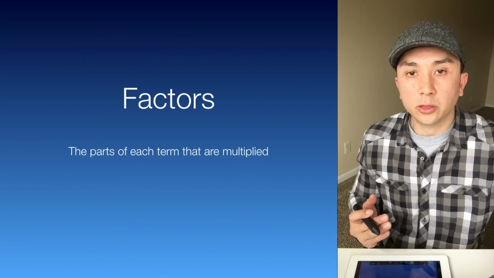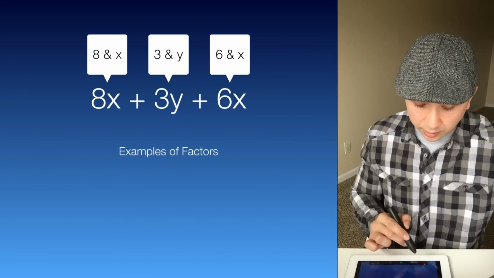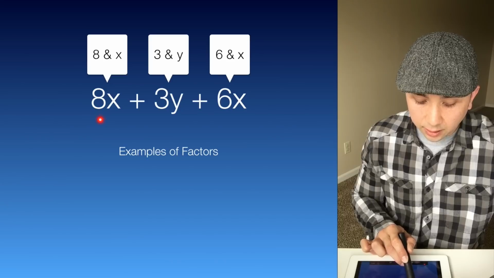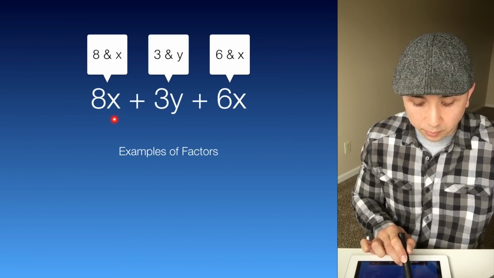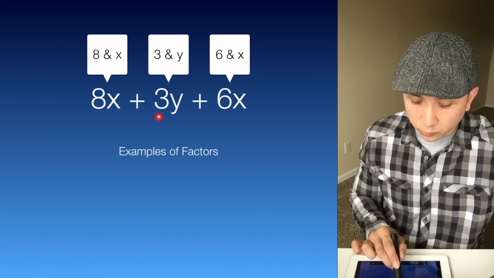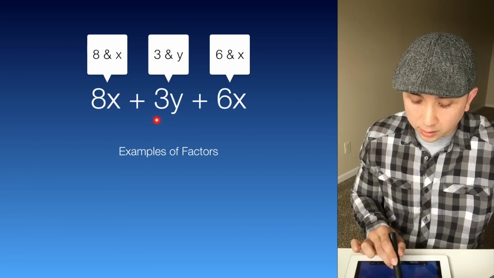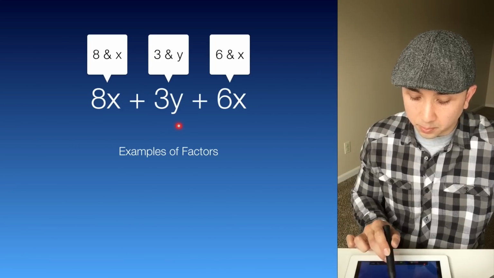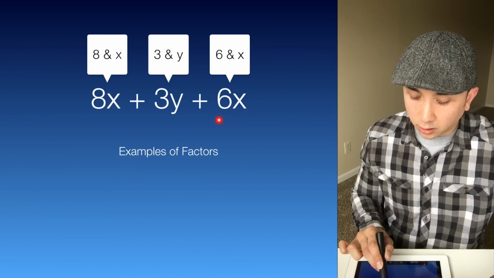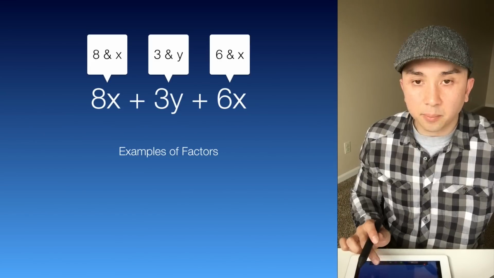Now, factors are the parts of each term that are multiplied. So here, we can see that in the first term, our factors are 8 and x, because 8 and x are being multiplied. So in our second term, 3y, our factors are 3 and y, because 3 and y are being multiplied. And in our third term, 6x, our factors are 6 and x, because 6 and x are being multiplied.